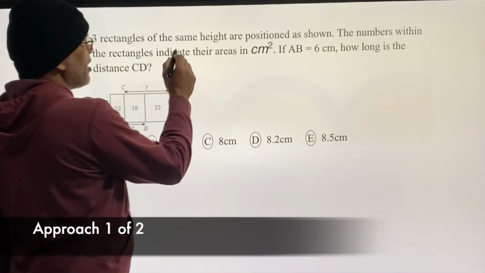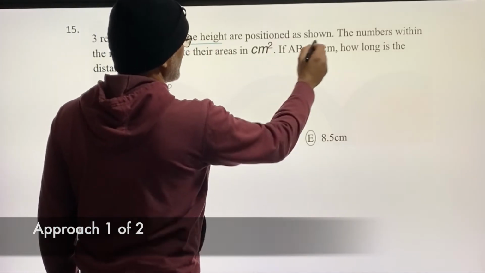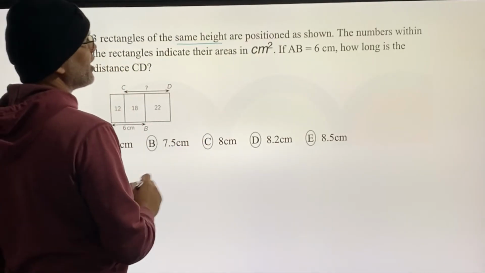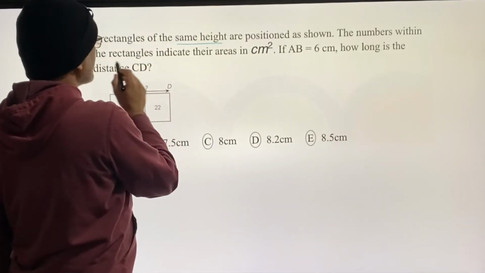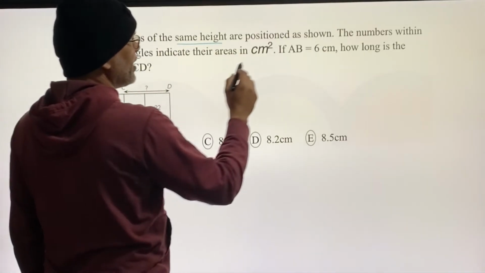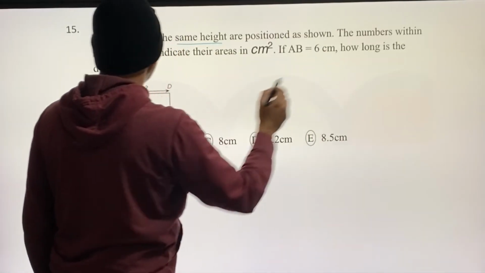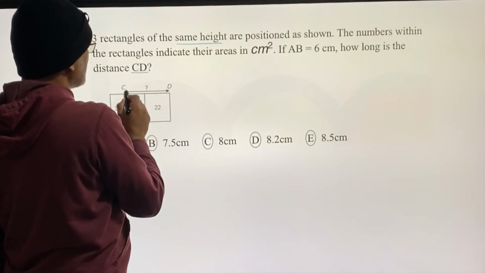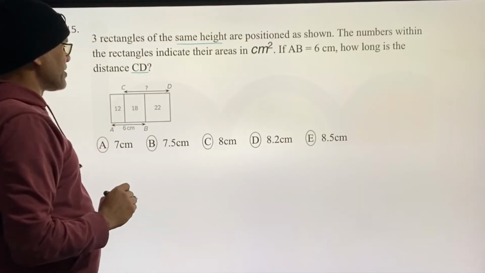3 rectangles of the same height are positioned as shown. The numbers within the rectangles indicate their areas in centimeters squared. If AB is equal to 6, how long is the distance CD? So we need to find out this distance.